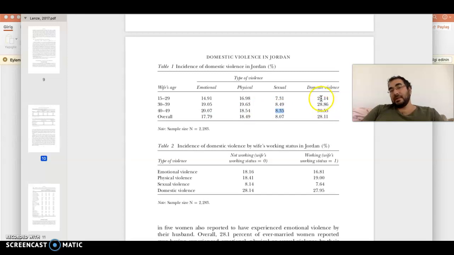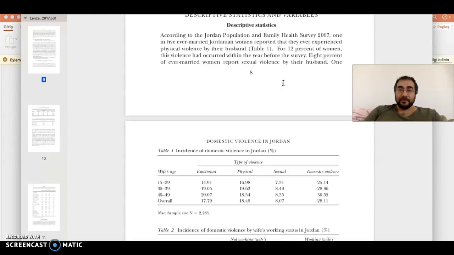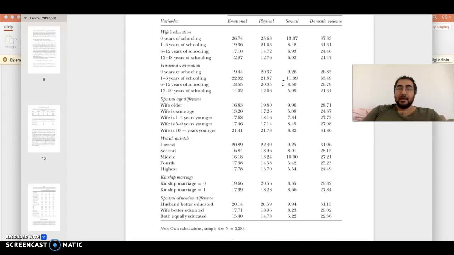In general, we might say domestic violence is increasing when the age increases. And as to the other variables, well, the education of wife typically decreases all types of violence. Education of husband also, well, it decreases the domestic violence, but no, actually not.